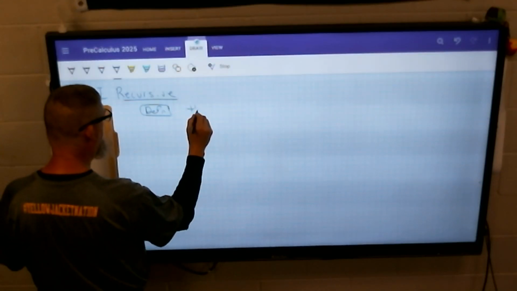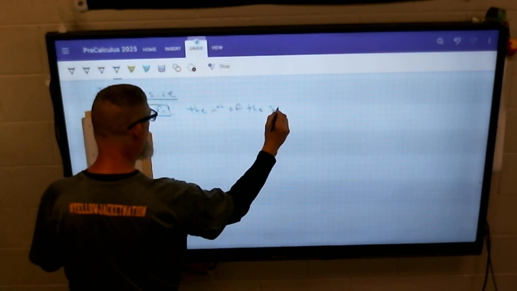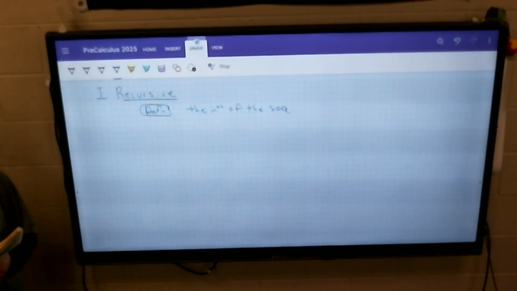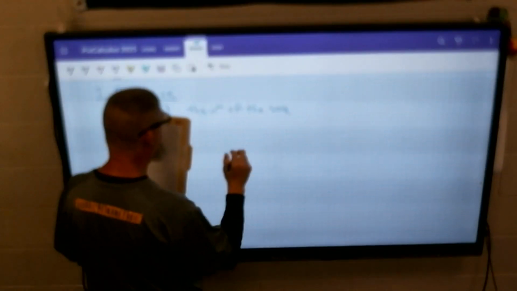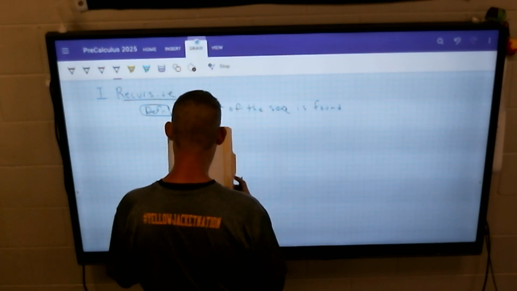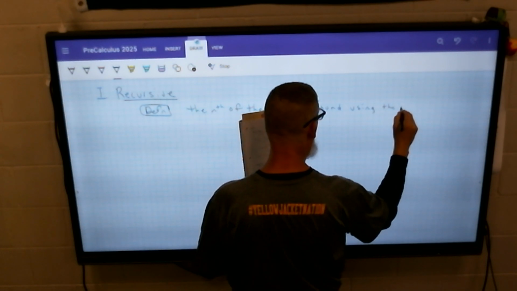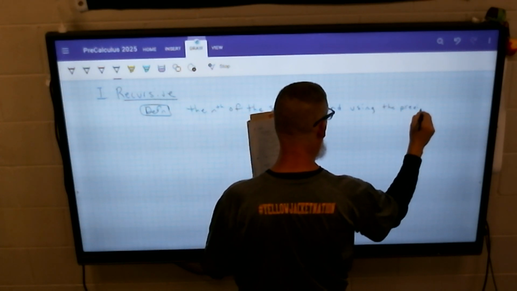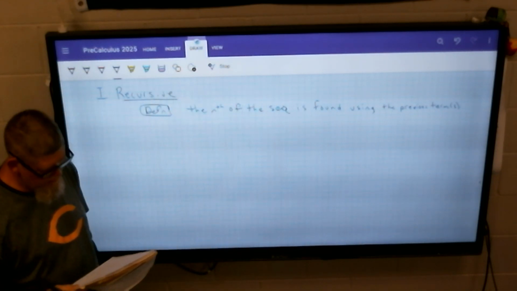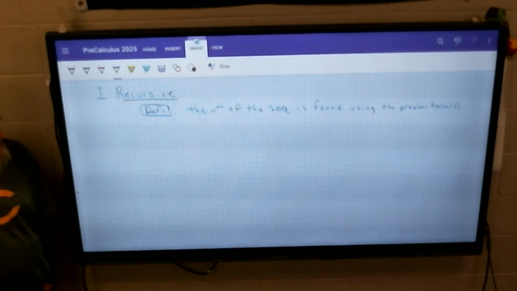the nth term of the sequence, hope you don't mind if I abbreviate a little bit. My handwriting is bad enough, so I try to abbreviate a little bit. The nth term of a sequence is found using the previous term or terms. So the nth term of a sequence is found by using the previous terms.